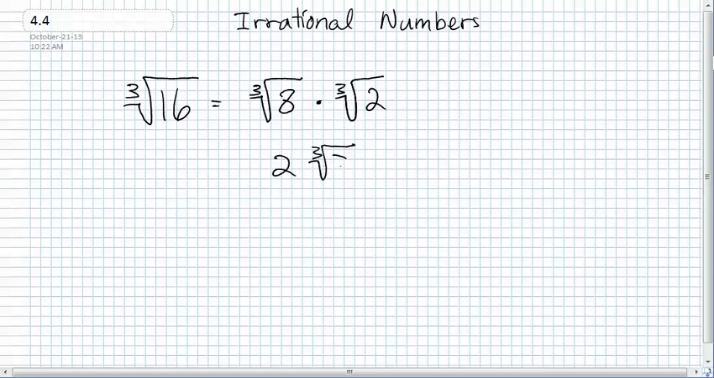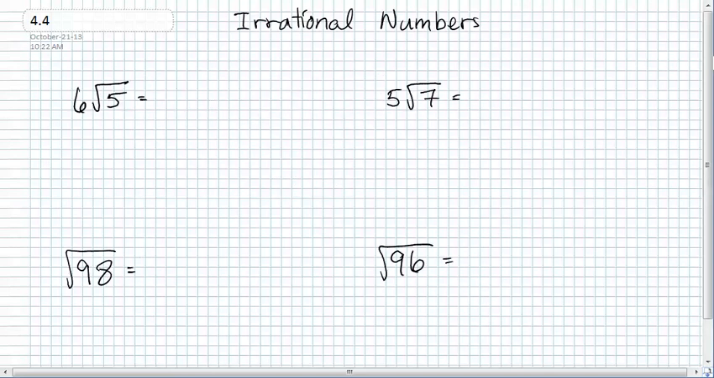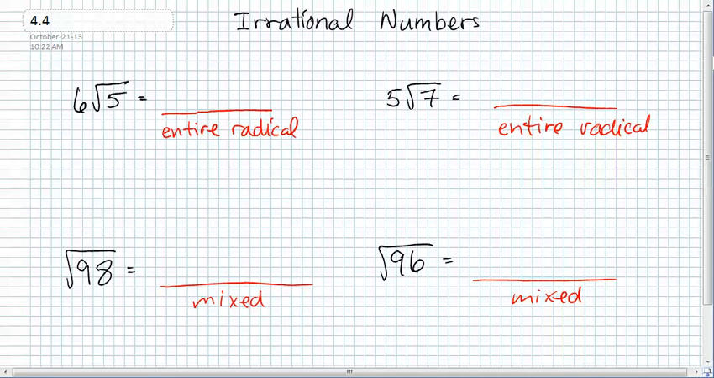Okay, all right, that's it for today. I'm just going to give you 3 questions to do for homework. Here they are. Sorry, I lied. There's 4 questions. For the first 2 on top there, I want you to write those as entire radicals. And for the ones on the bottom, I would like you to write those as mixed radicals. And if you do those 4 questions, you will get 5 whole marks for homework tomorrow.